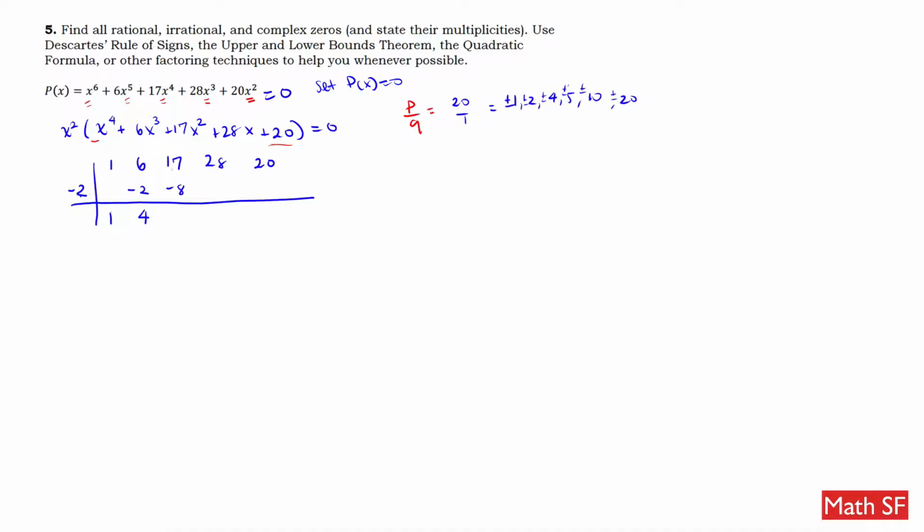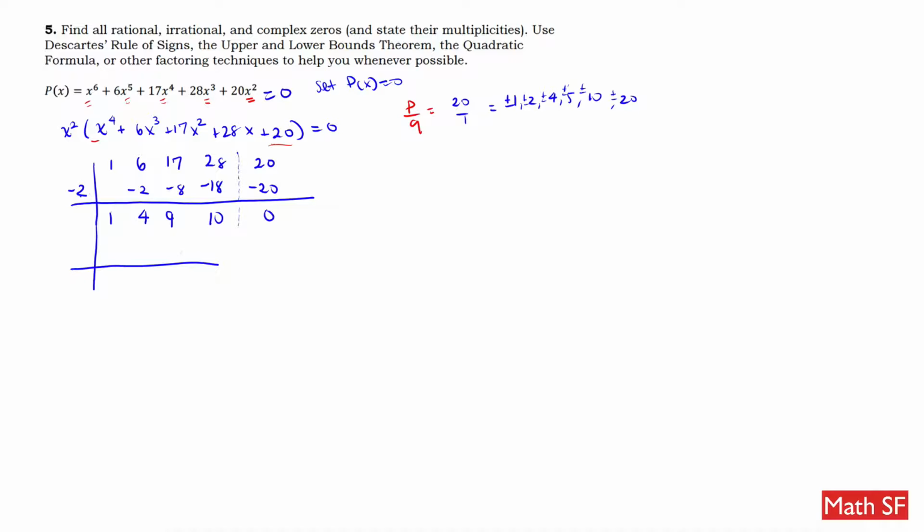Now, 17 minus 8. What is that? Is that 18? No, that's 9, sorry. Positive 9. 9 times -2 becomes -18. You add them up, it's 10. 10 times -2 is -20. Add them up, it's 0. So we're looking to have a 0 in my remainder part. Great. Let's keep factoring this further if possible.